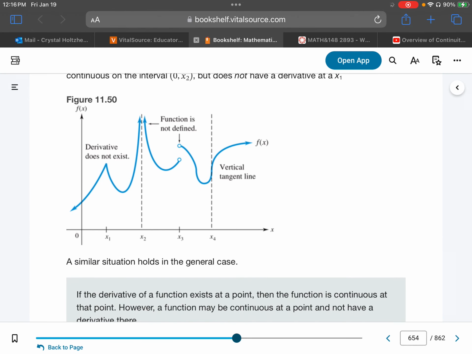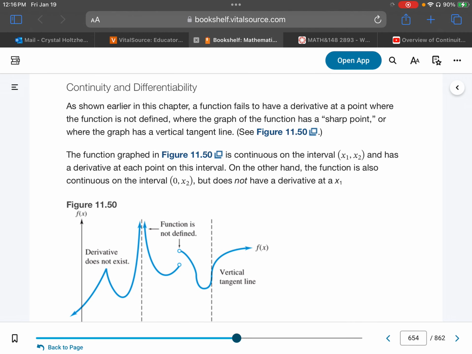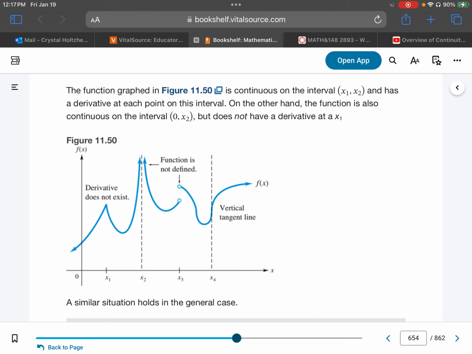And here it is. So one of the things that the book points out is that a function fails to have a derivative at a point where the function is not defined, where the graph of the function has a sharp point, or where the graph has a vertical tangent line, okay? And so here in this graph, we can see we've got a sharp point at that first value of x1. There's a vertical asymptote there at x2, which means that we don't actually have a defined value of the function at x2.